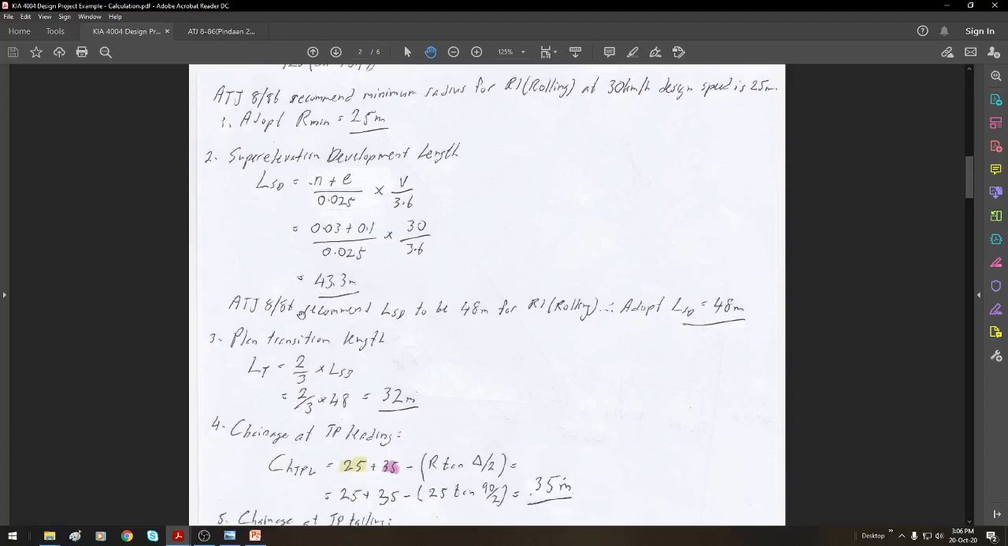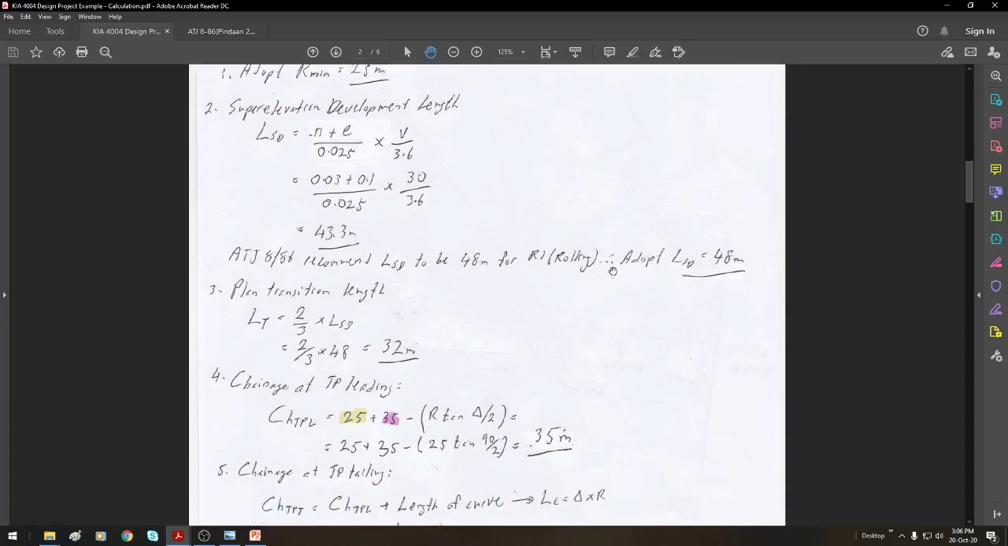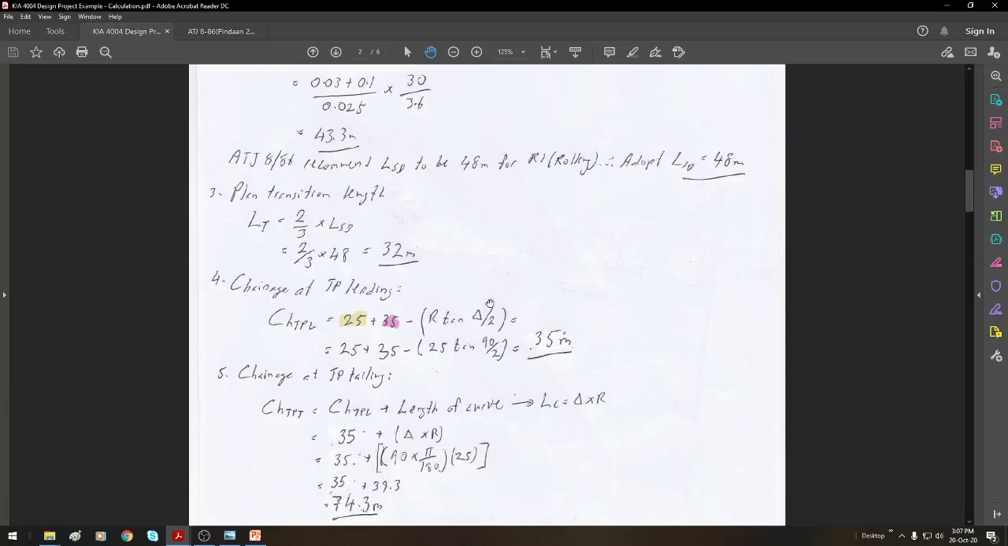Again, we check the Arahan Teknik Jalan. It recommends the length of the spiral, the LSD, to be 48 meters. So we'll just adopt an LSD of 48 meters. Next, we calculate the planned transition length, LT. LT is 2/3 of LSD, so we get 32 meters here. So the value of LSD is 48 meters and the value of LT is 32 meters.